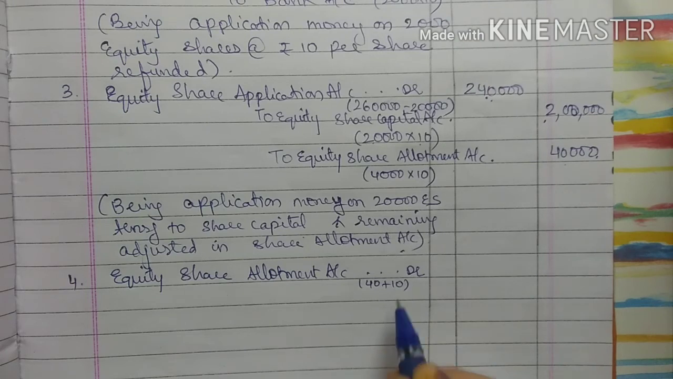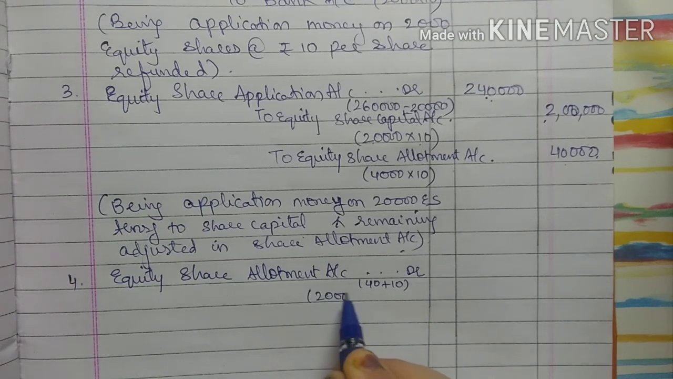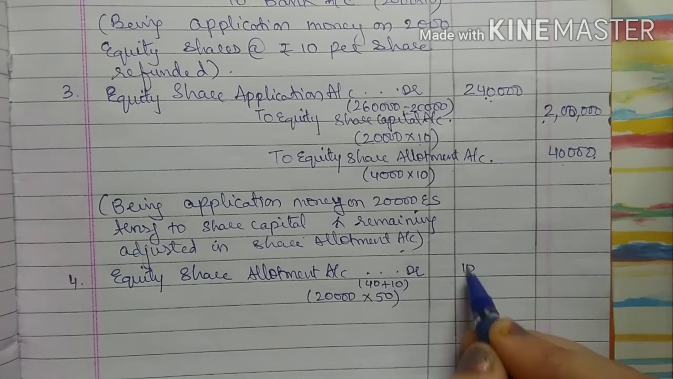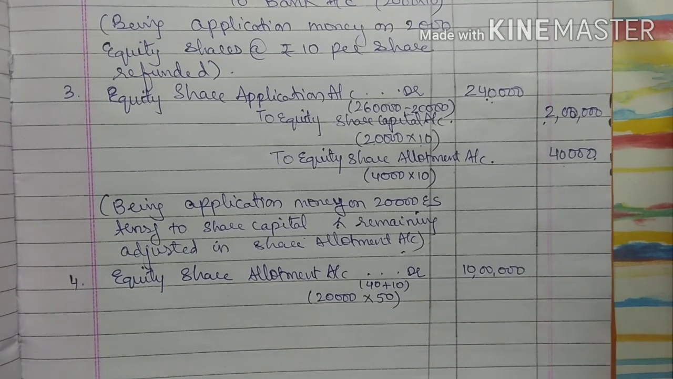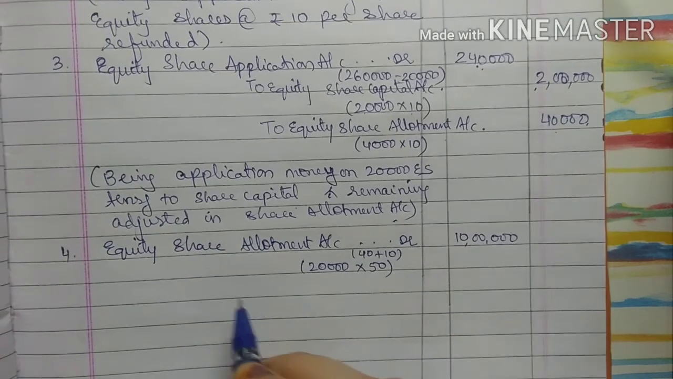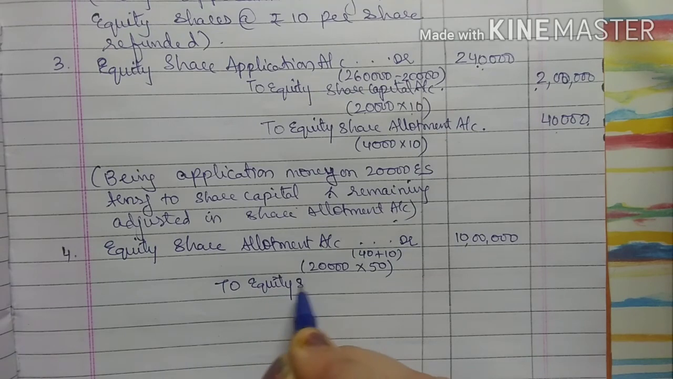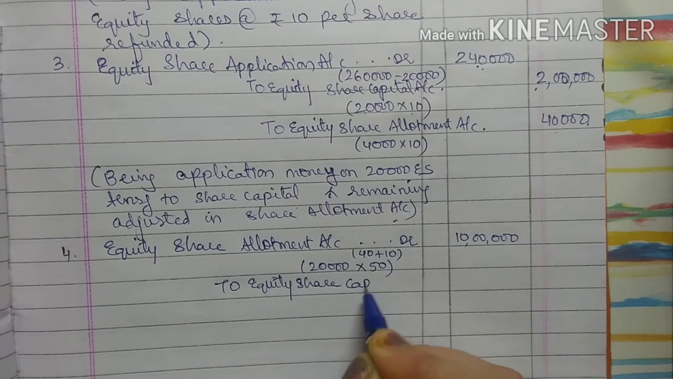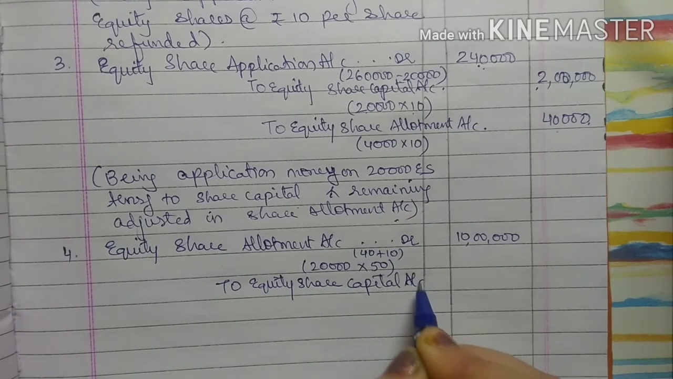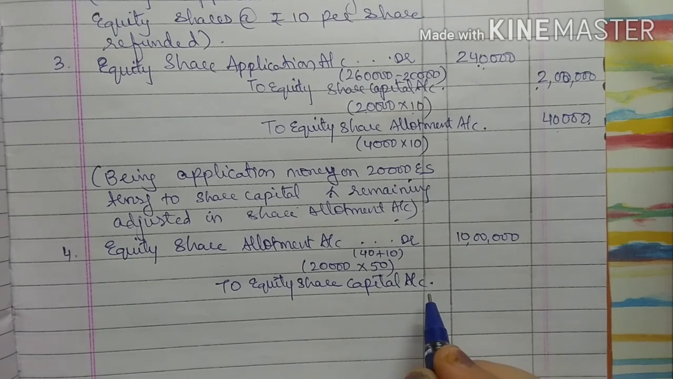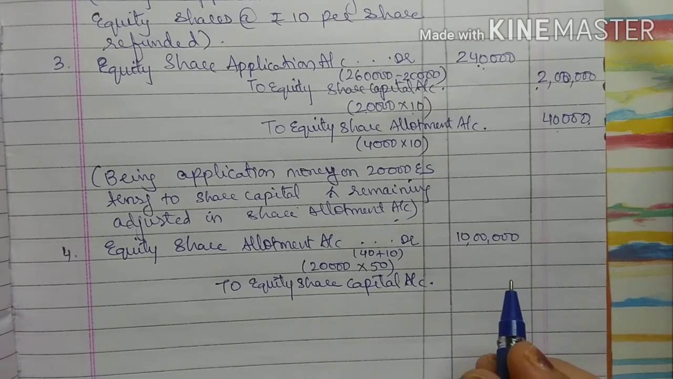Now see, they are asking for 40 plus 10, that is how much? 50 rupees on allotment, and 20,000 are the issued shares. So 20,000 into 50, that is how much? 10 lakh rupees they have called for, right? So to equity share capital account. Now in the capital account, premium will not go. Premium will go in the other account, which will be called the share premium account.